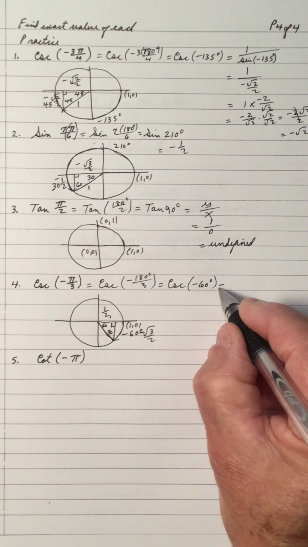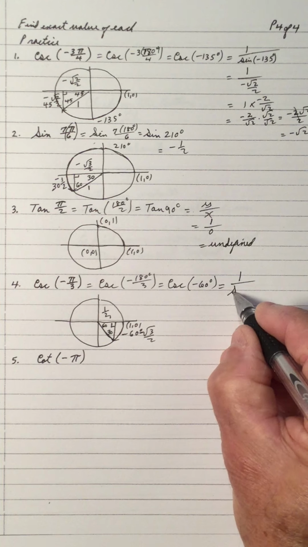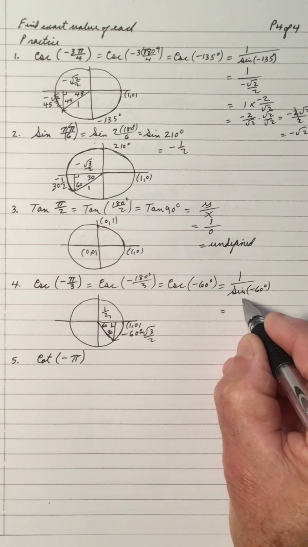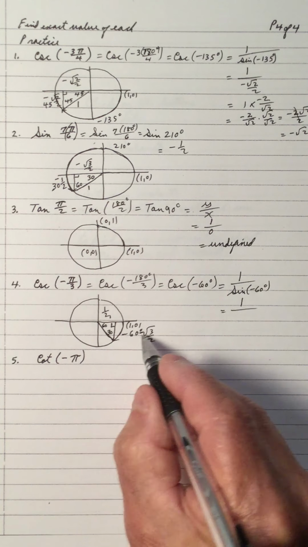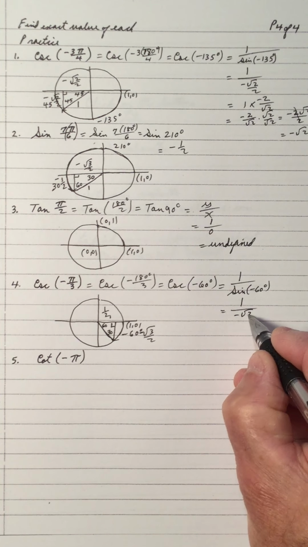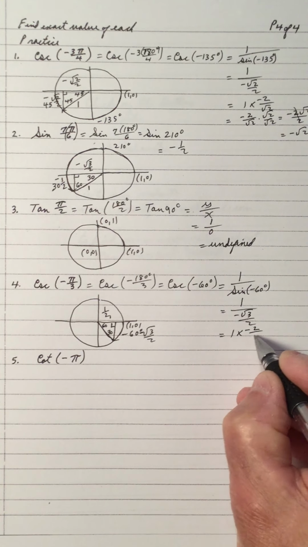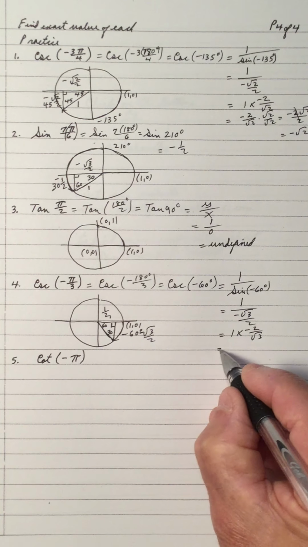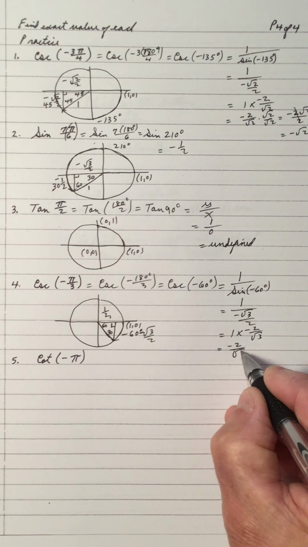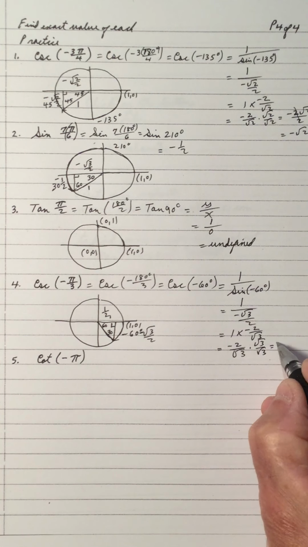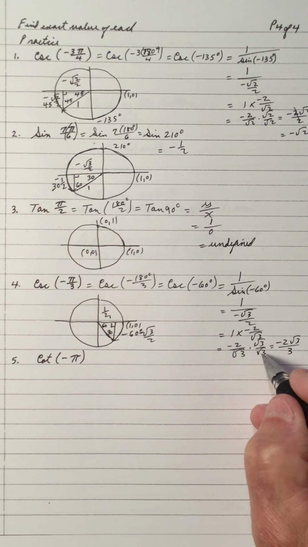So the cosecant is 1 over the sine of negative 60. And the sine of negative 60, sine is the y, which is negative root 3 over 2. So that's 1 times negative 2 over root 3. So that's negative 2 over root 3 times root 3 over root 3. And that gives us negative 2 root 3 over 3. Root 3 times root 3 is 3.